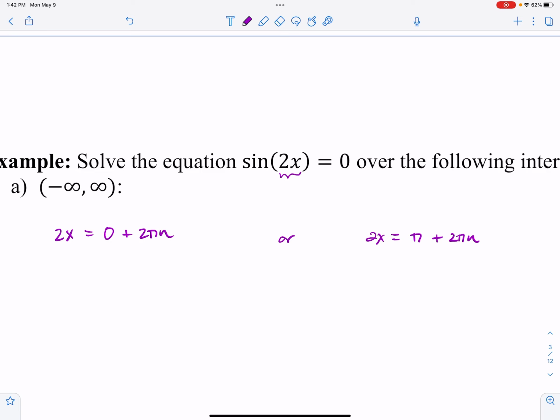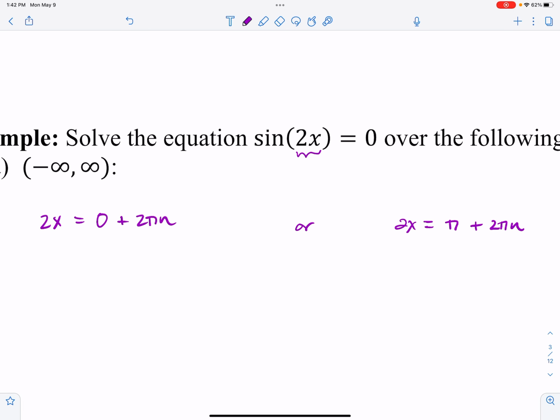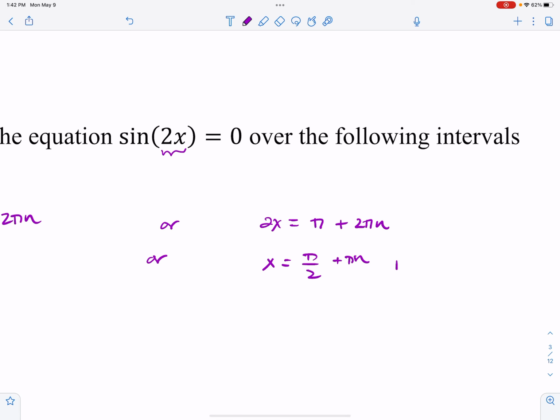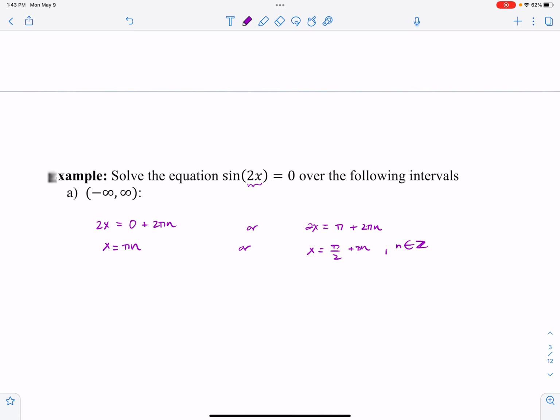Then we want to divide each part of each of these equations by 2. So we would get x equals pi times n, or x equals pi over 2 plus pi times n. And again, we need to define n as an element of the integers. So this ends up being our general solution set, our solutions over all real numbers.